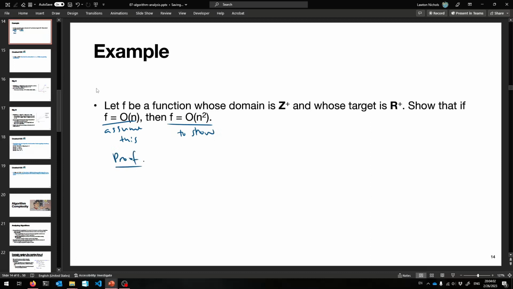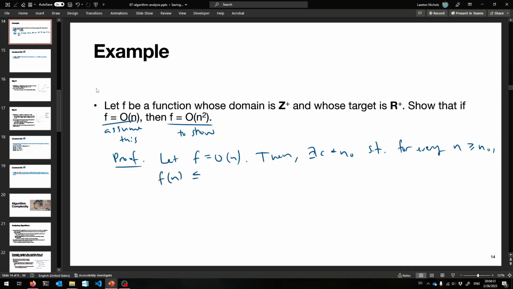It's really just going to be unfold the definition. So if we know that f is big O of n, let's assume, let f be big O of n, then what do we know? According to the definition, we know that there exists a c and an n naught such that for every value n greater than or equal to n naught, we have that f of n is bounded above by c times g of n, when g of n is just n, c times n. That's the first thing, okay?